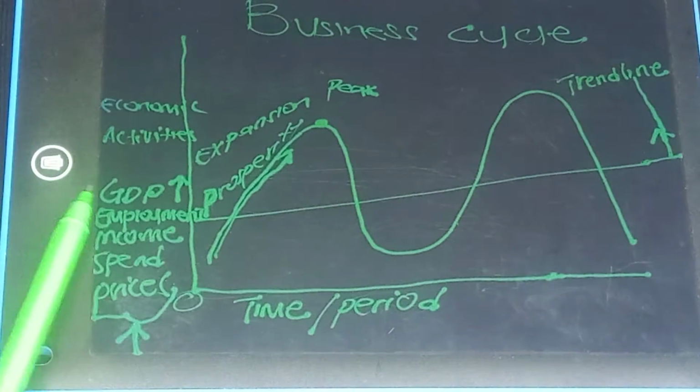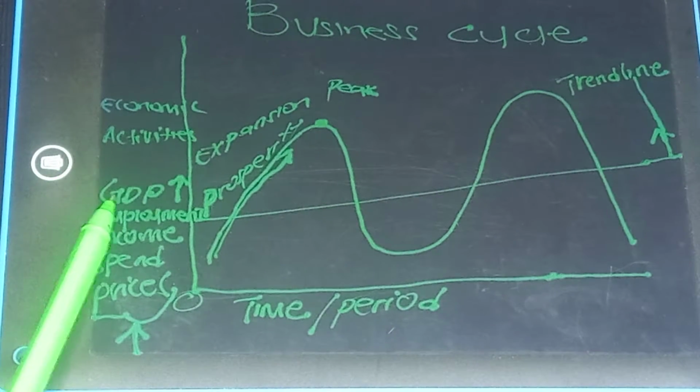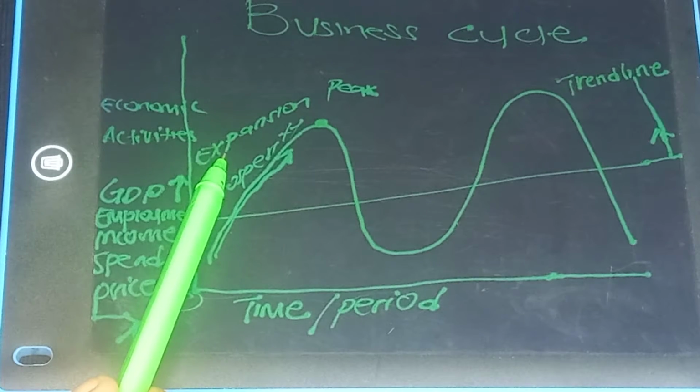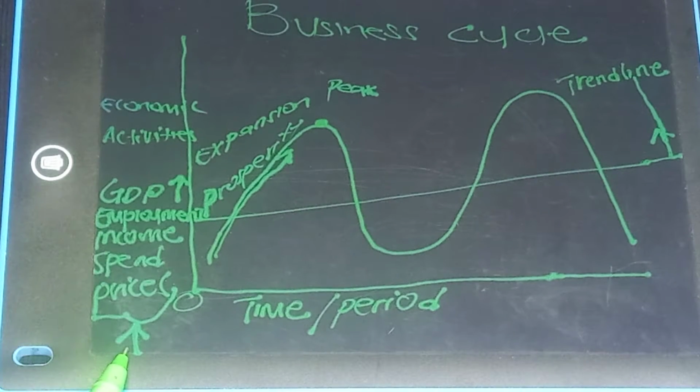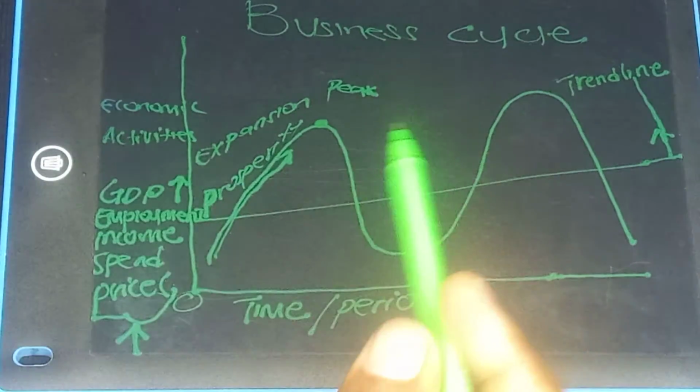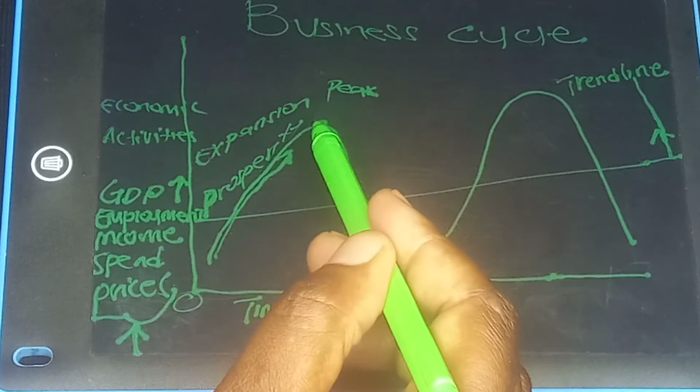So, GDP, which is production, production takes place during expansion. Many people will be employed because there must be production that takes place. There must be income because people are working. Therefore, they must receive more income. People will spend money because they are receiving more income. And prices will also go up because the economy is doing well. Now, we continue with the peak.